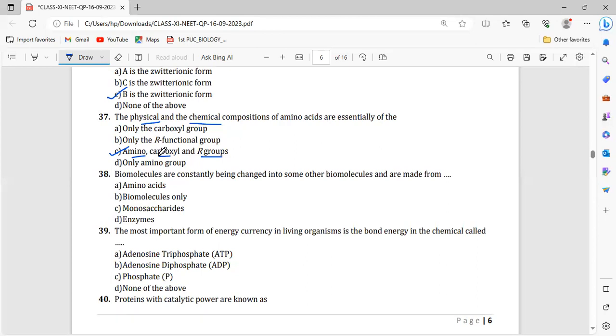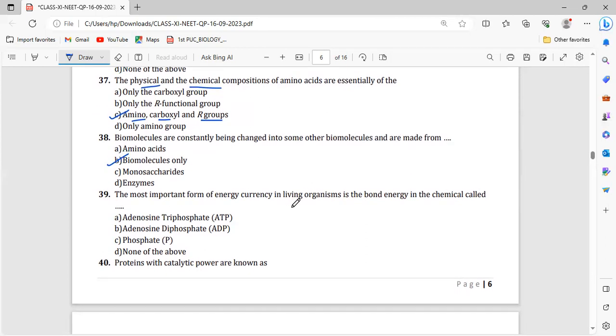Then 38. Biomolecules are constantly being changed into some other biomolecules and are made from others. So it is the turnover. One biomolecule will be converted to another, and that will be converted to some other biomolecule. It's like one biomolecule gives rise to another biomolecule. So it is option B.